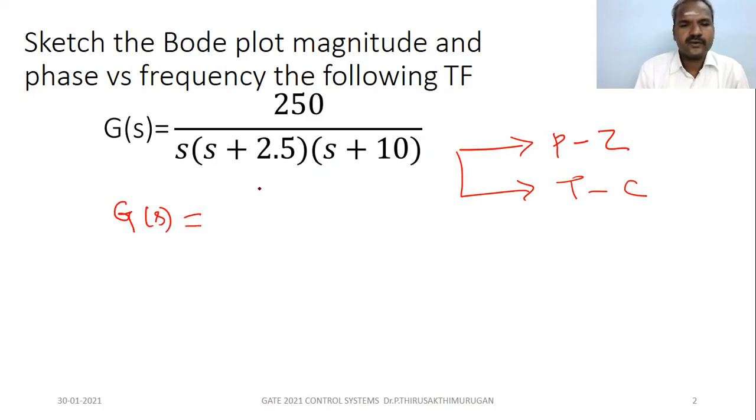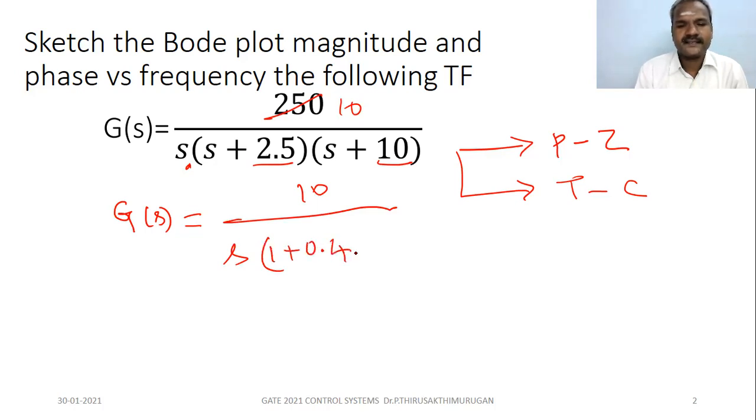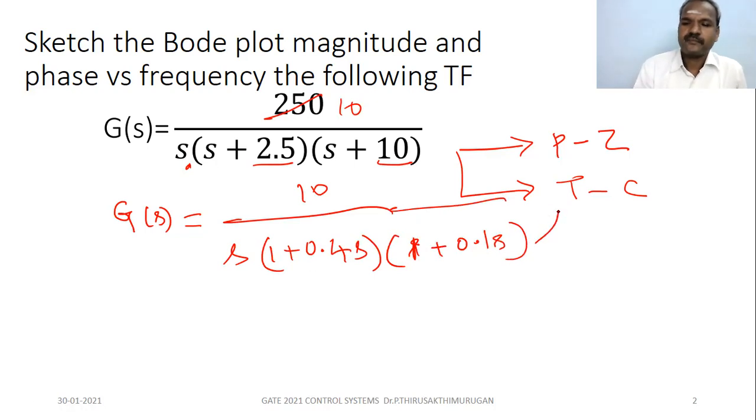G of s equal to, so if you take 2.5 as a common term and 10 as a common term from here, then 10 into 2.5 divided by this becomes 10. So 10 divided by s into (1 plus 0.4 s), okay, then (1 plus 0.1 s). So this is called time constant form. This transfer function is in time constant form.